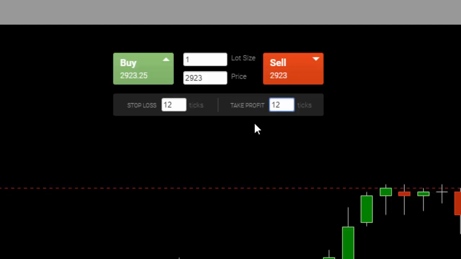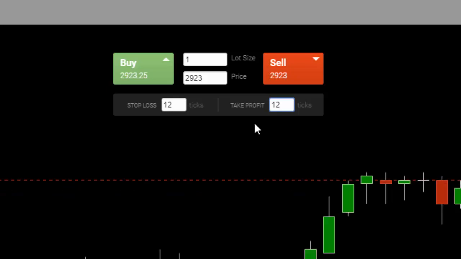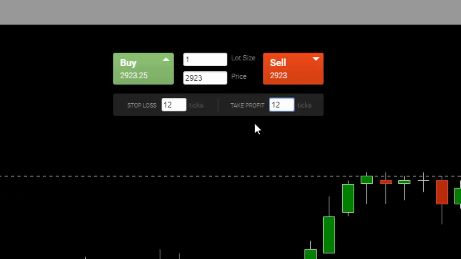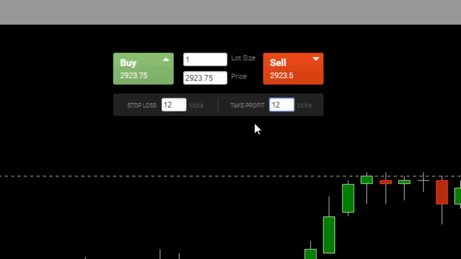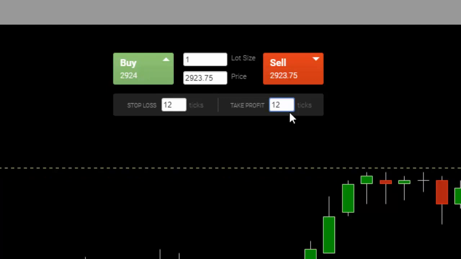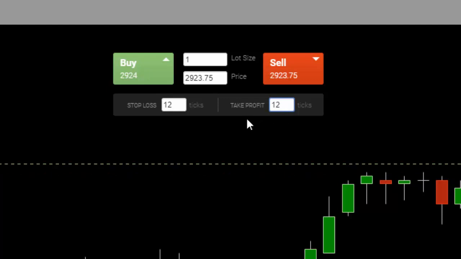These are in ticks. Remember, E-mini S&P is traded in quarter points. Each one is called a tick, and there are 4 per point, and they're worth $12.50 per tick. Now the 12 I put in for the stop and the 12 I put in for the take profit or profit target levels are just for demonstration purposes. There's no magic in the numbers. I just want to show how it works.